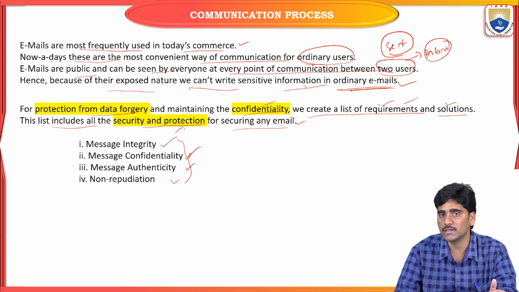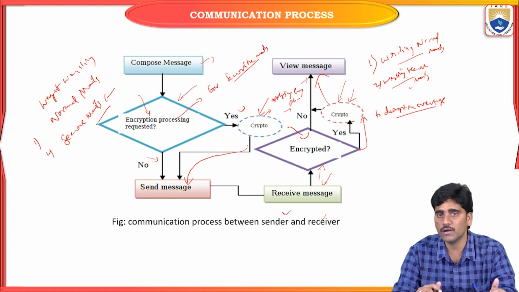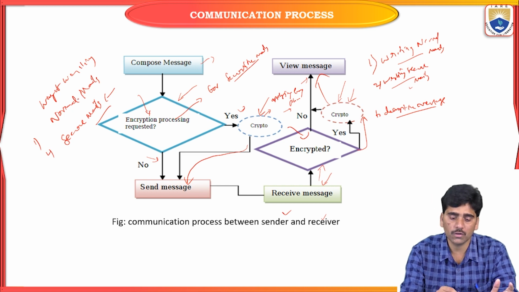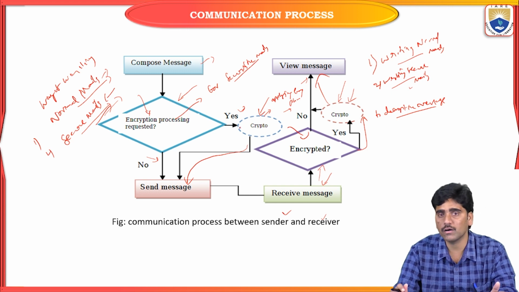To protect the data from forgery, and to maintain the confidentiality service for security and protection, we have these four services. And these four are implemented in every mail mechanism. And here is the way of transferring messages, both normal messages as well as secure mails: sending normal mails to the recipient side and sending security mails to the recipient side. So this is the way we communicate from one person to another through a mail communication process.